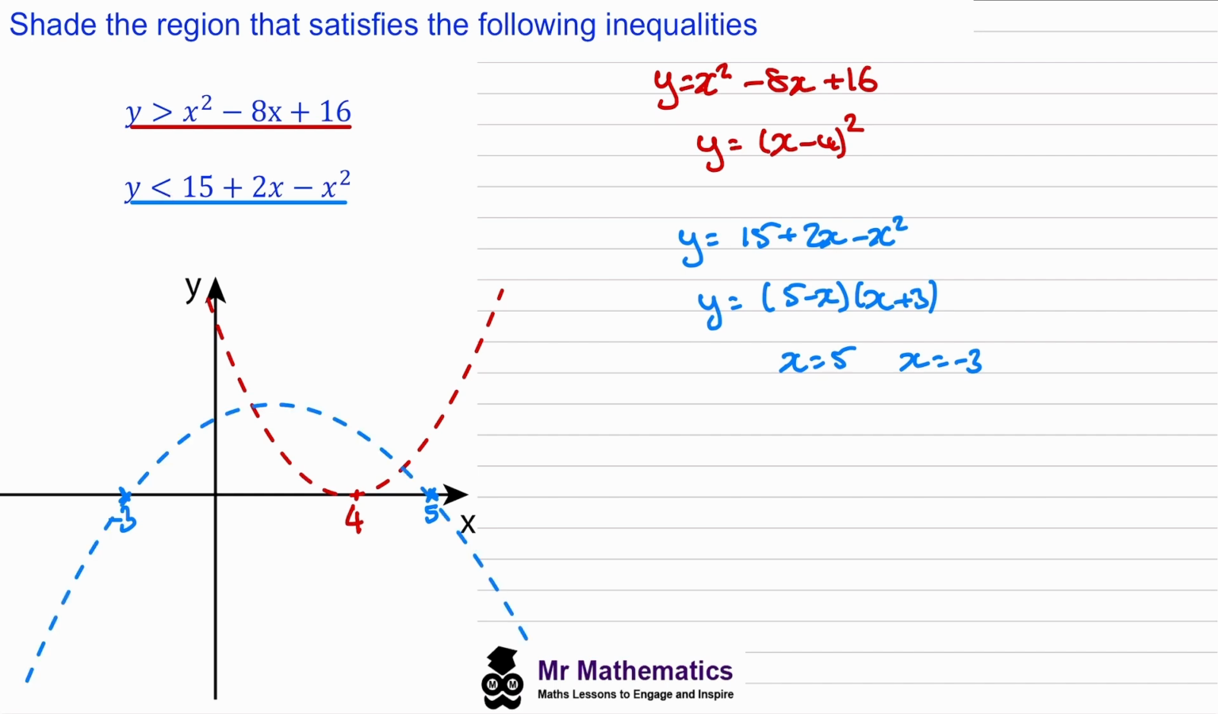And if we go back to the red inequality, we're told that y is greater than, so this will be above the red line. And y is less than the blue inequality, so this will be below the blue line. So the region enclosed between the two is what we've been asked to find.